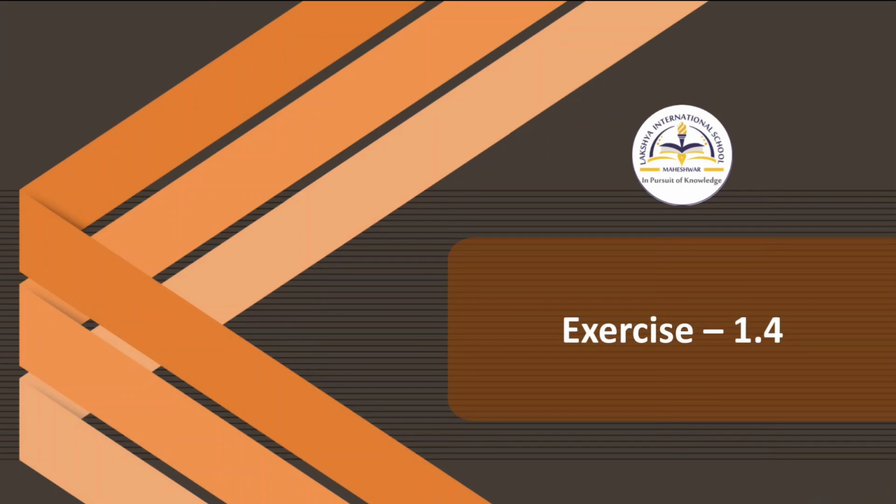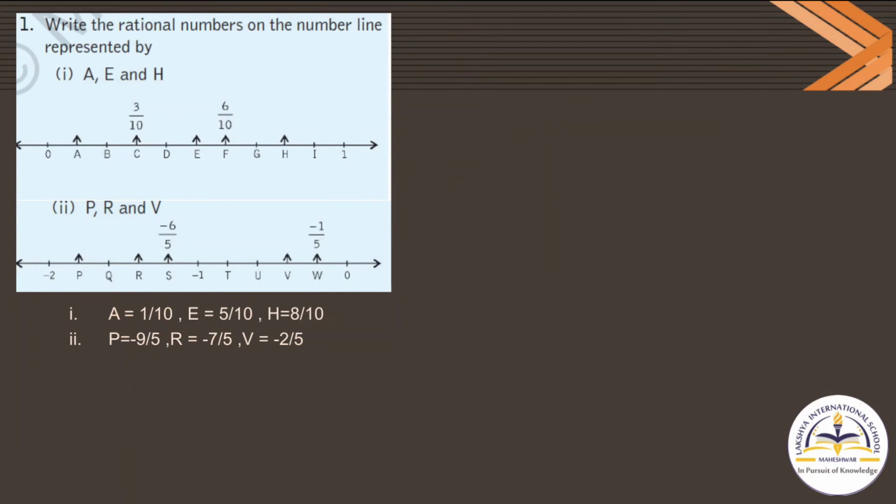Let's solve exercise 1.4. Question number 1. Write the rational number on the number line represented by A, E and H. So in the given number line we have to tell what is the value of A, E and H. Where are A, E and H? Now let's see what the values are.